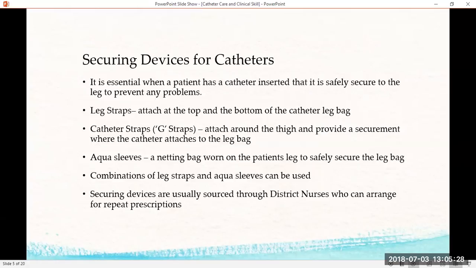There's also aqua sleeves, which are a netting bag, and they come in different widths depending on the size of the patient's leg. And that's a netting bag that's worn just over the knee area and helps to keep the leg bag safe and secure on the leg. And that can also be used with some leg straps as well, normally at the top, just to help keep that in place. And normally the securing devices are sourced through district nurses. We can arrange for that to go into a patient's repeat prescriptions, and if any adjustments need to be made, certainly liaise with your district nurses, they should be able to signpost you in the right direction.